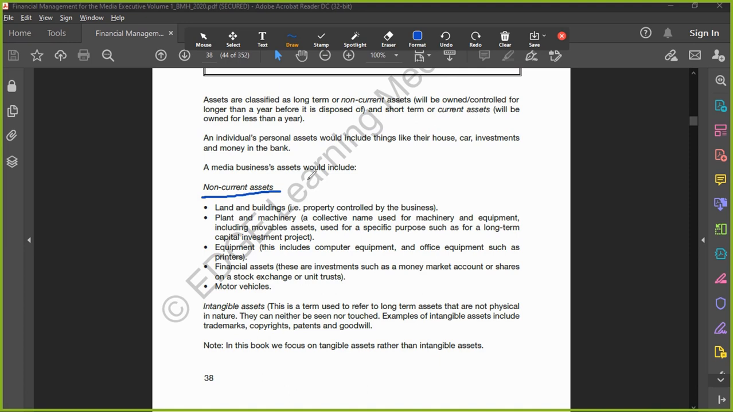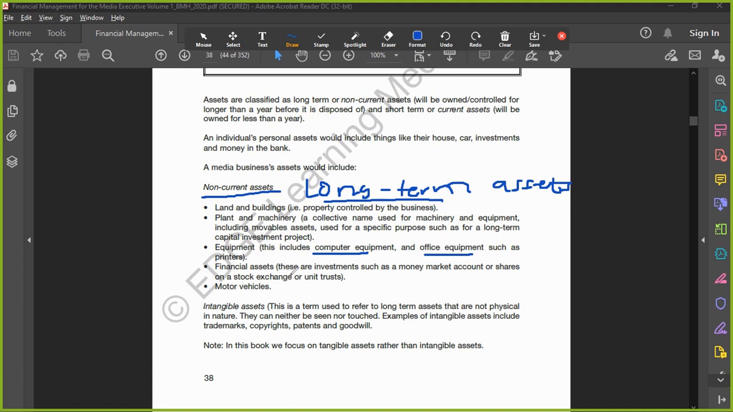So when you look at non-current assets, they are long-term assets. Non-current means long-term. Then you get current assets, which are short-term. The opposite. So land and buildings, plant and machinery, equipment, financial assets such as money market accounts, shares, unit trusts, whatever it is. Obviously you can classify assets into different categories. So you can talk about equipment more broadly, or you can break it down into computer equipment or office equipment. Maybe you could even include furniture as part of equipment.